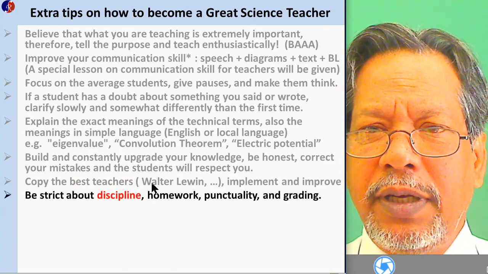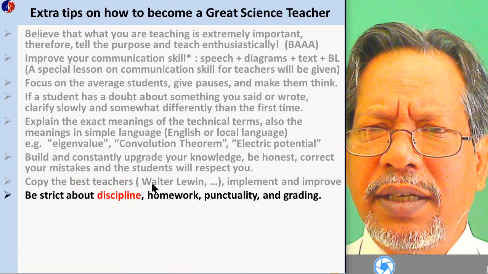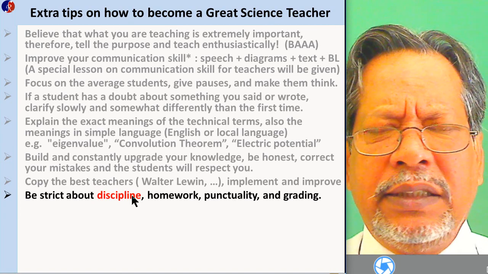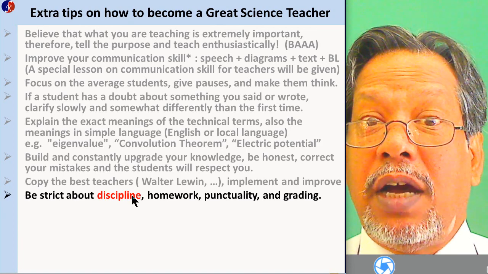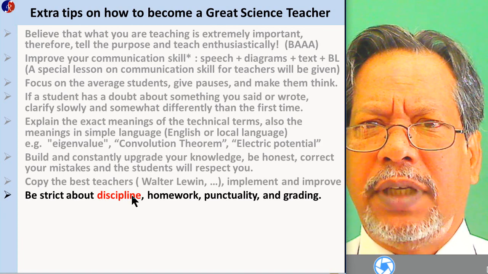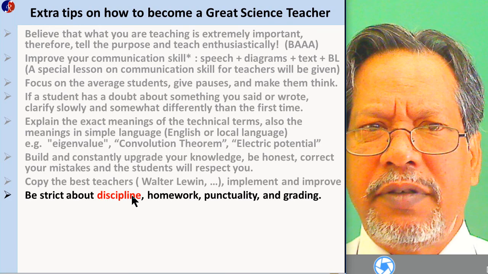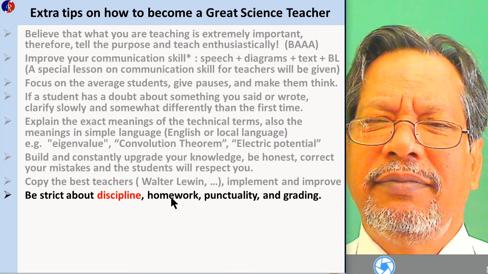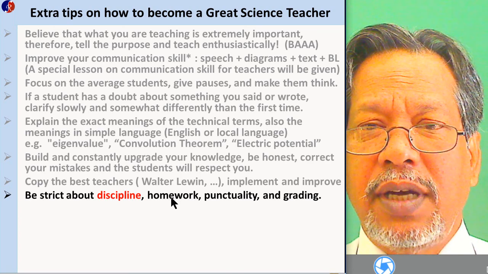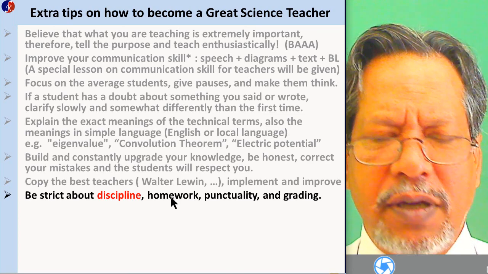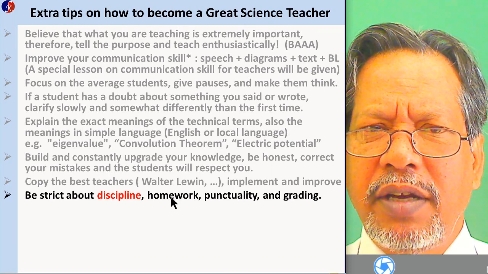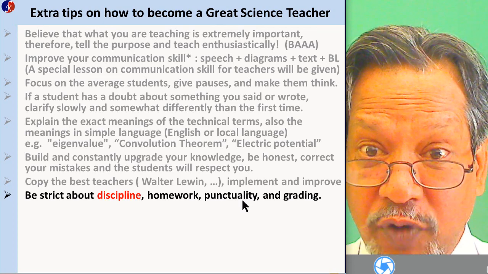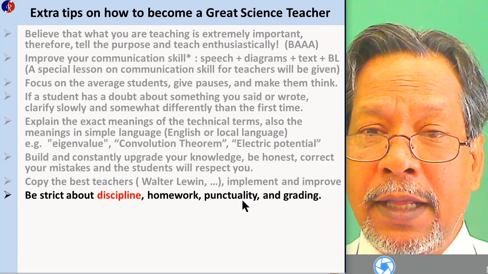Be strict about discipline. This is something missing. Discipline is the most important thing. Teach them. How? You be disciplined and you be strict about it. No, sorry, you have to do it. Homework. Do not say, okay, you can turn it in next week. No. This is the time. You have to do it as much as you can. You have to do it. And you'll be graded on that. Punctuality. They have to turn in things on time. They have to come to class on time.